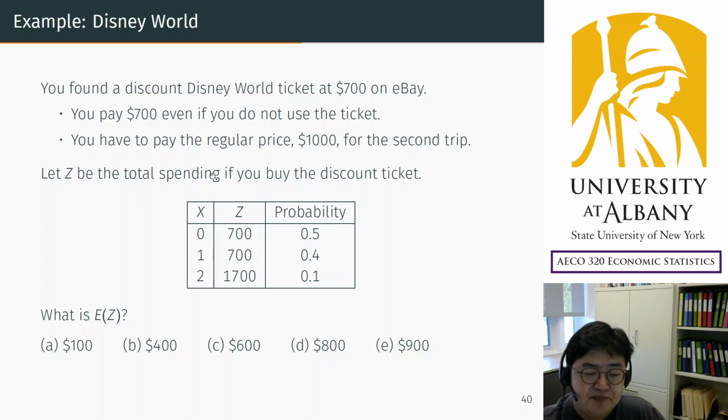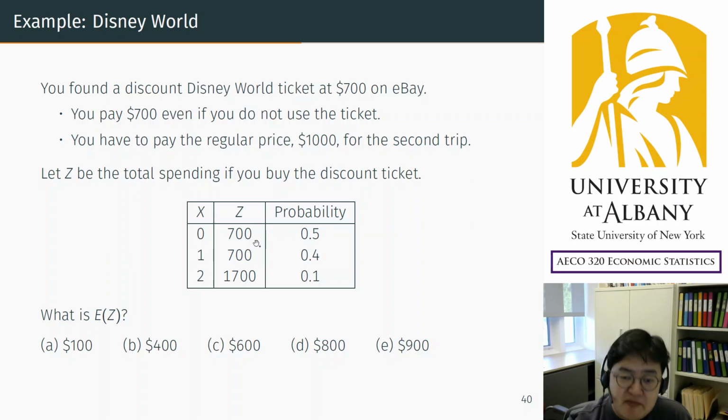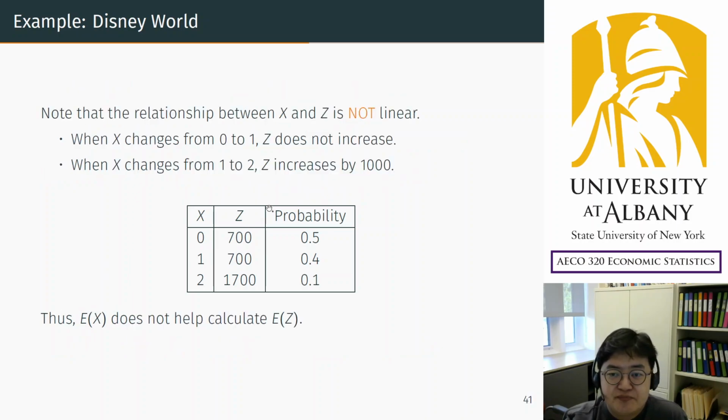Okay, so let me solve this problem. The trick here is to realize that this problem is not linear. That's the first thing you need to realize. A simple way to tell is that when it is linear, you should be able to express the relationship as original variable times something plus something. But in this case, that's not allowed because when x changes, the increment is not constant.